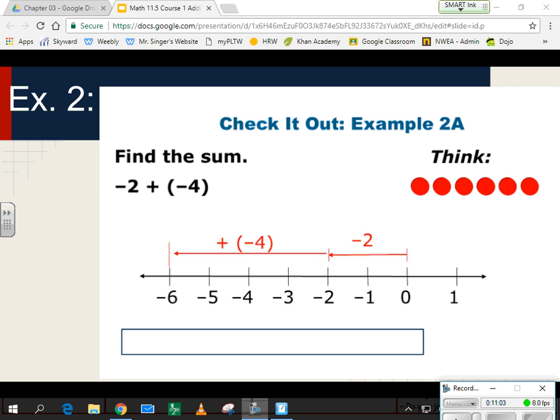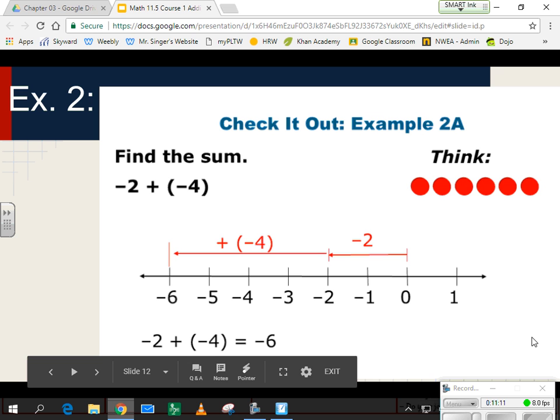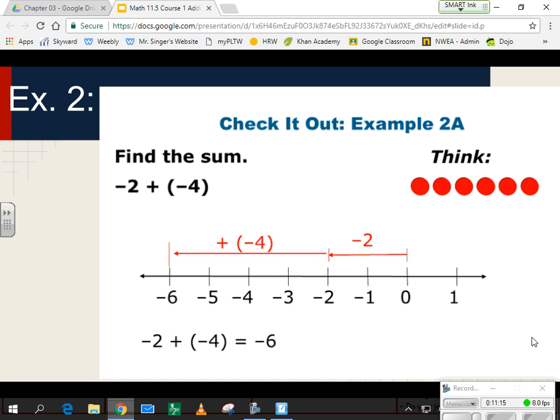Here's another one to look at. So both of these are negative, so all my dots are going to be red. So again, we're adding up two negative numbers. So -2 plus -4 is moving to the left in the number line both times, so you get a larger negative number of -6.